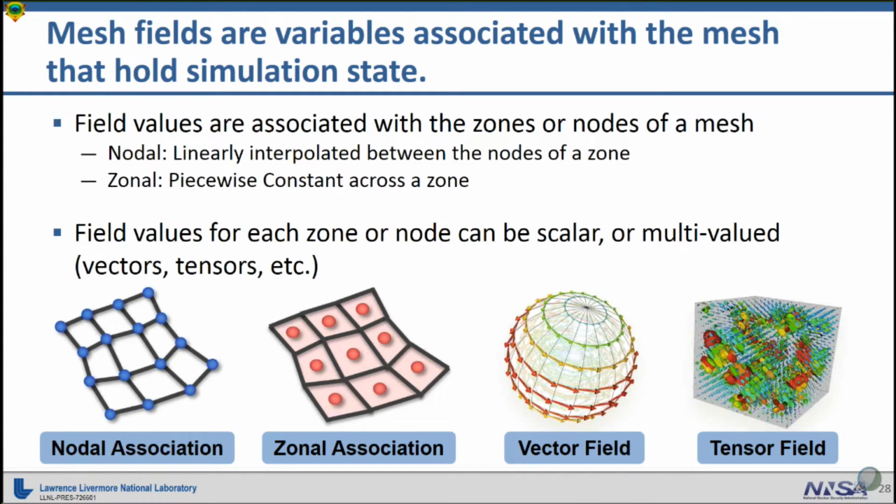For zonal variables, those are associated with zones, and those are assumed to be piecewise constant across that zone. So that'll be the next image as you move to your right. And so that's the case for scalar variables. We also have support for multi-valued variables, so vectors, tensors, and then I have some example images of that on the lower right. So a vector field as well as a tensor field.